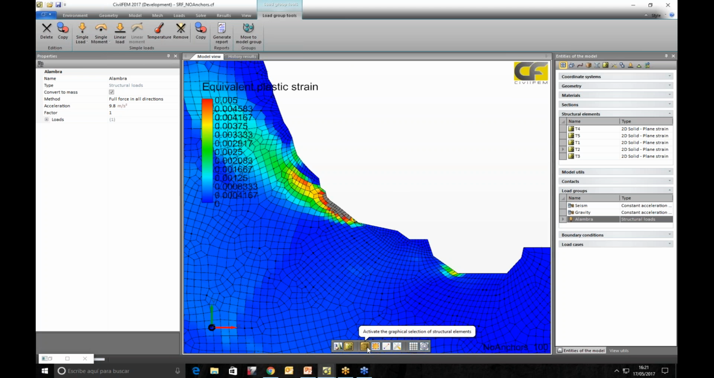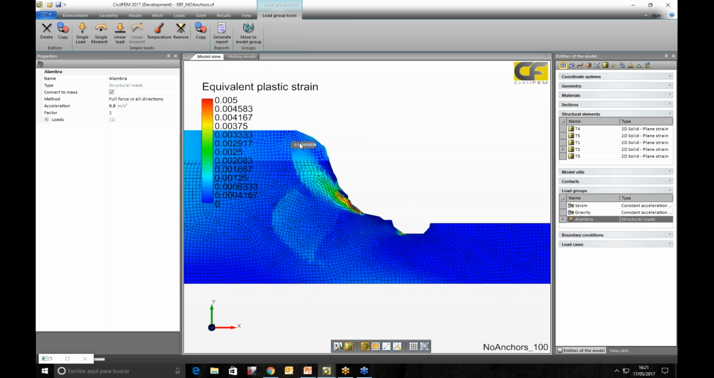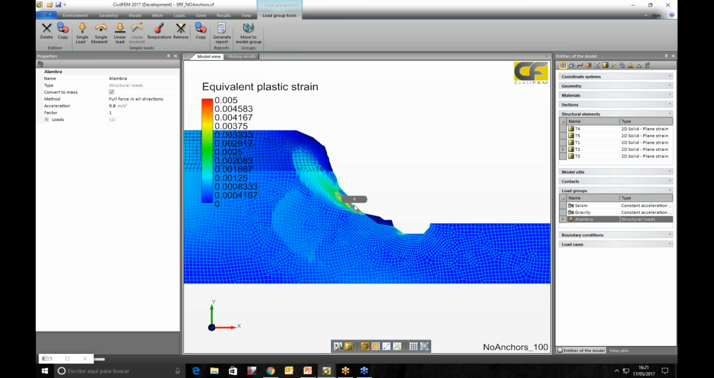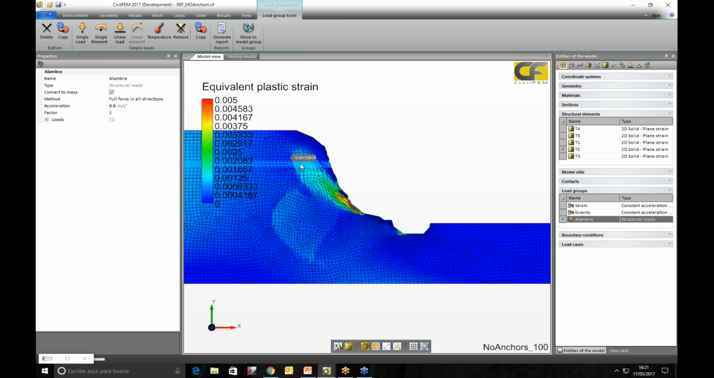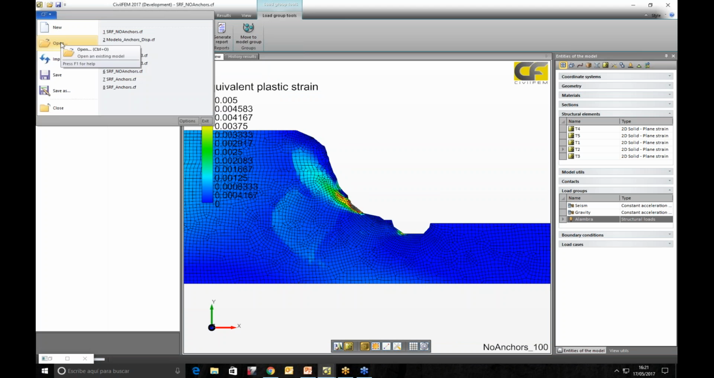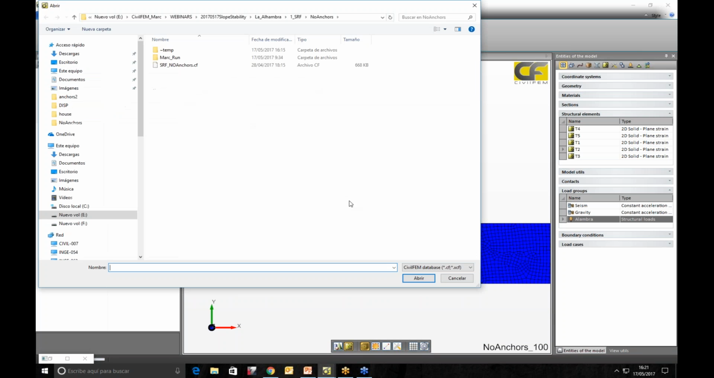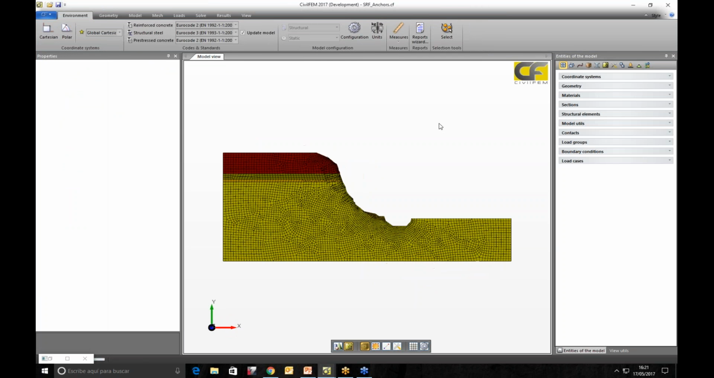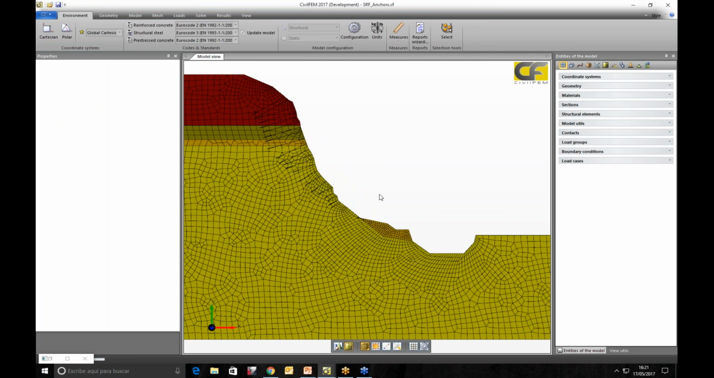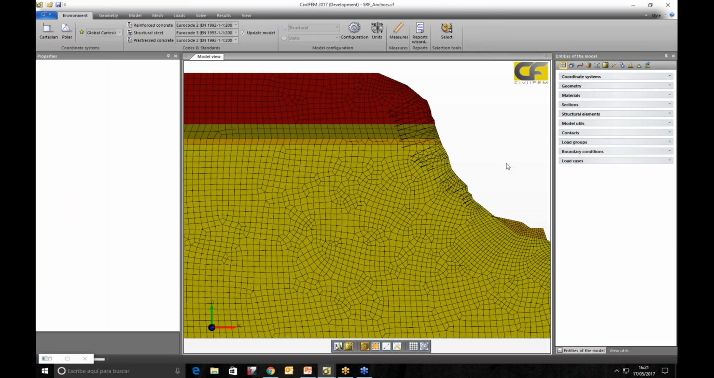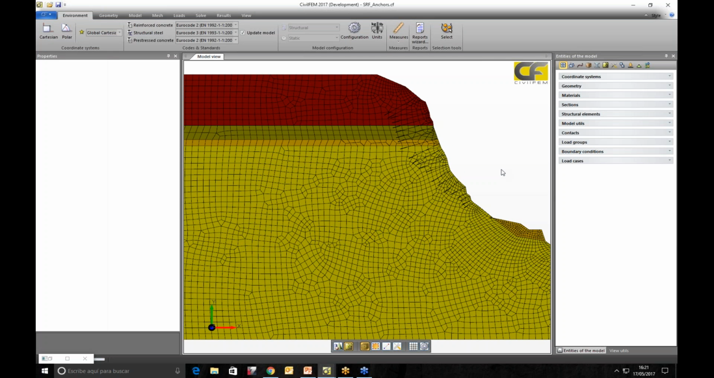Taking into account also this yielding zone, we have designed some pre-stressing anchors in this zone just to try to improve the behavior of this slope. So if we open the model, when we have nonlinear models, we can always divide our converged solution into different load cases. Here in CivilFEM, we have different files, each file for each load case converged.